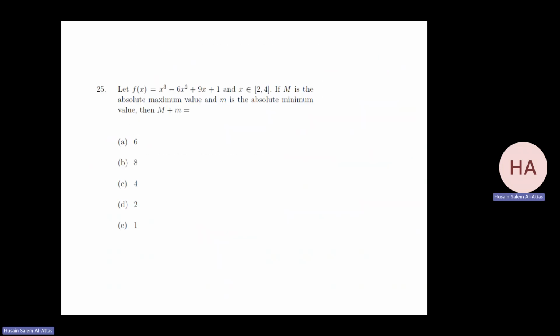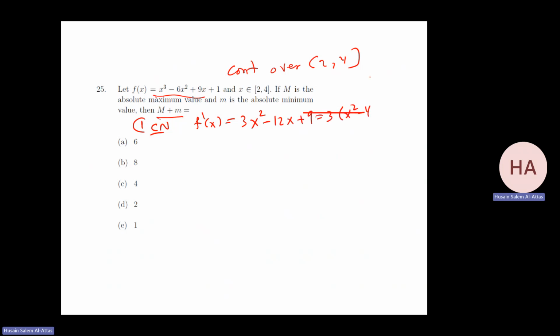Yeah. Let me finish with this one. I think it's not difficult. He wants the sum of these two. So I need to find the absolute maximum and absolute minimum. The function is continuous over this closed interval. So I need f prime, critical numbers. It's 3x squared minus 12x plus 9, which is 3 times x squared minus 4x plus 3. So it's 3 times x minus 3 times x minus 1 equals 0. So I have x equal 1 or x equals 3. This does not belong to the interval, so no need to worry about it.